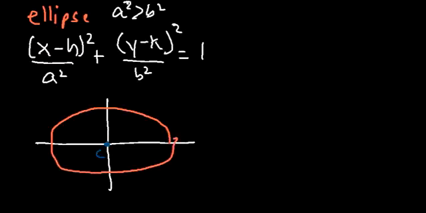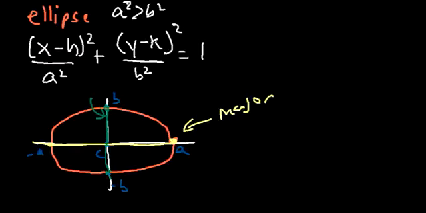So if this is the center, this is therefore a. That's negative a. This is b. This is negative b. Just remember, these are the endpoints of the major axis. So those are the vertices, and these are the endpoints of the minor axis. And your foci is along the major axis, which is somewhere over here.